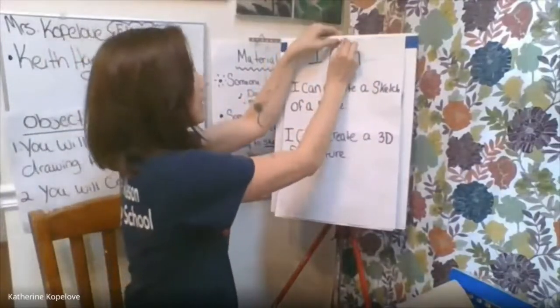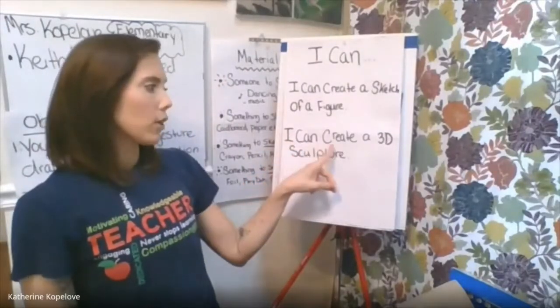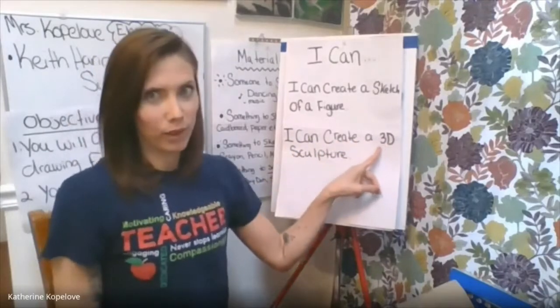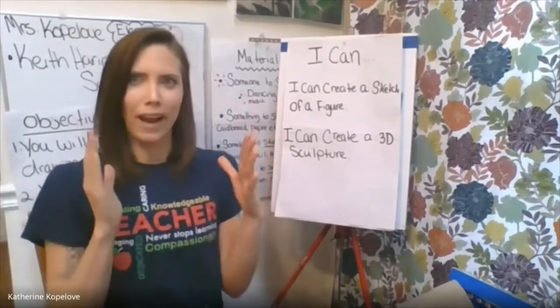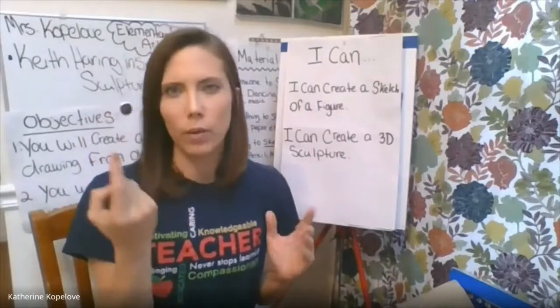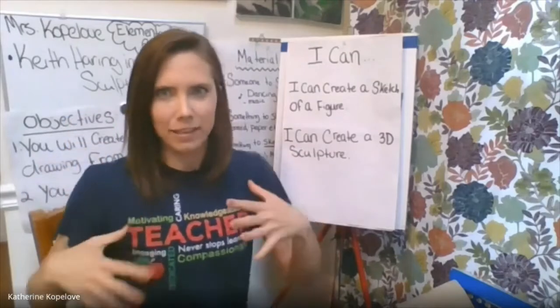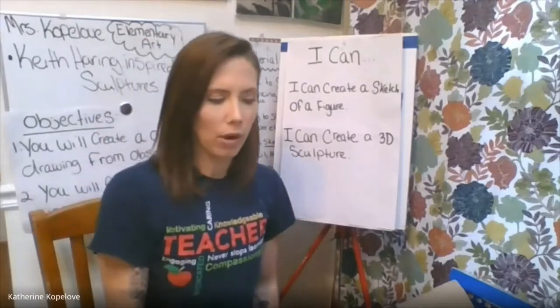Now, let's read our second I can statement. I can create, there's that word again. I can create a 3D, three-dimensional sculpture. So this is sculpture in the round. This is talking about a sculpture that I could walk around if I wanted to. It has a back, a top, a front, a side, a middle, and it is sculpture in the round. So you can go around it. It's not flat and it's not pressed up against the wall or hung up on the wall, okay?